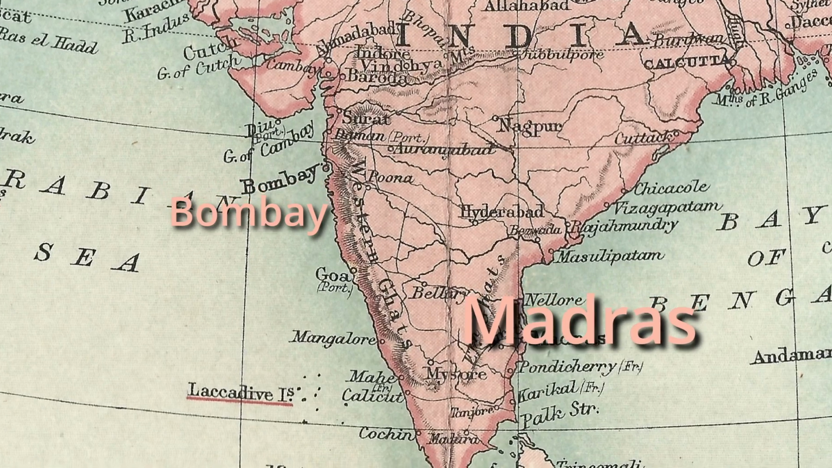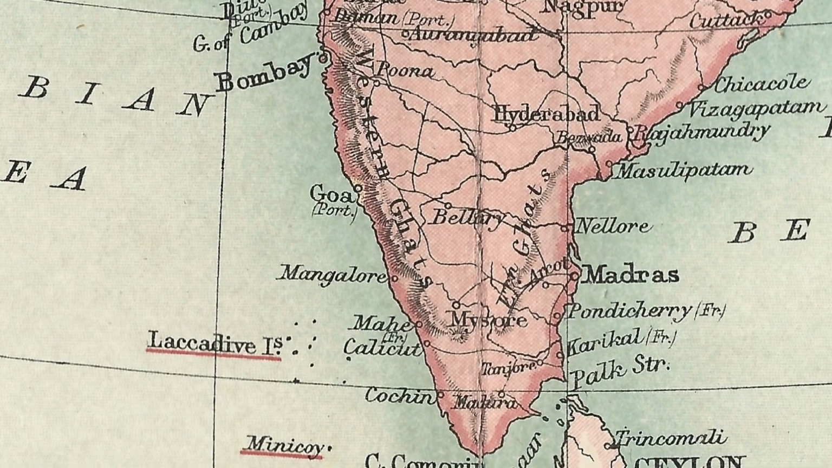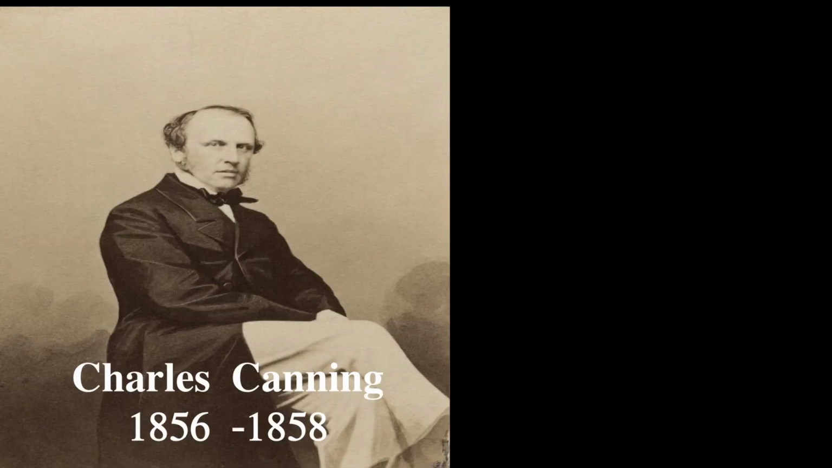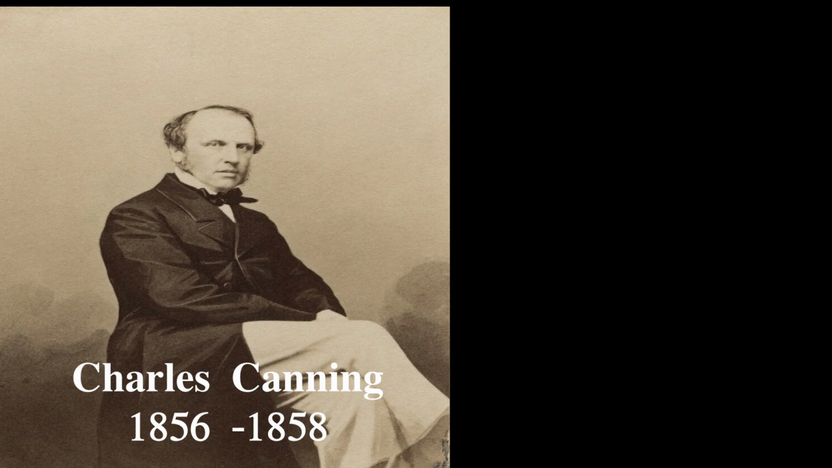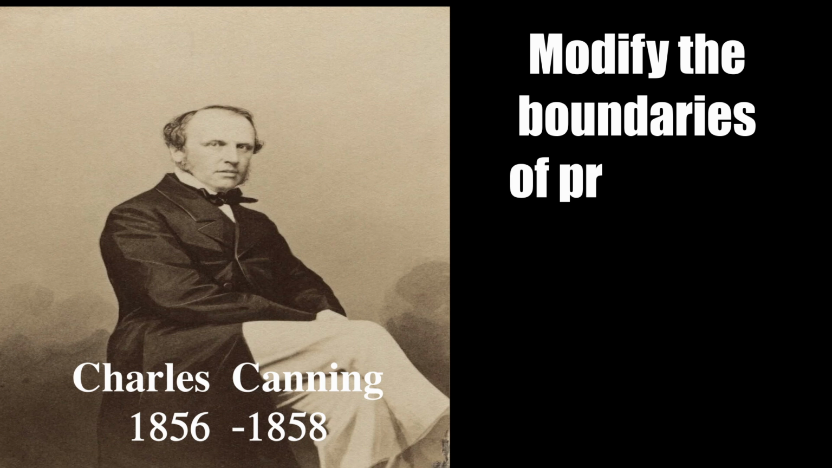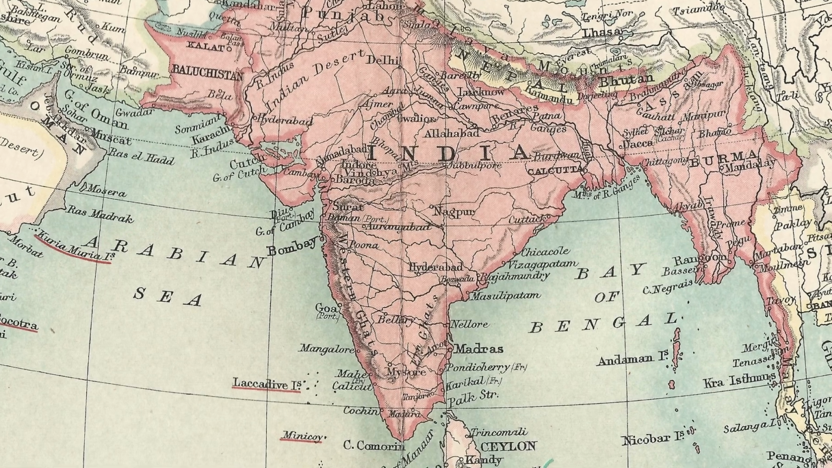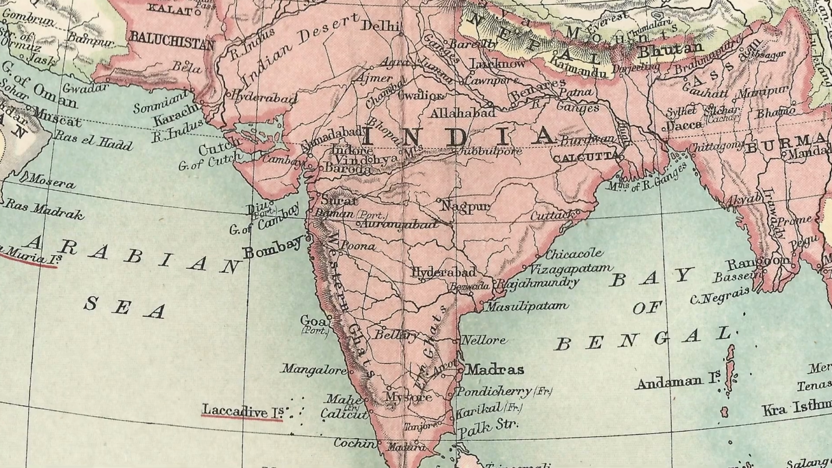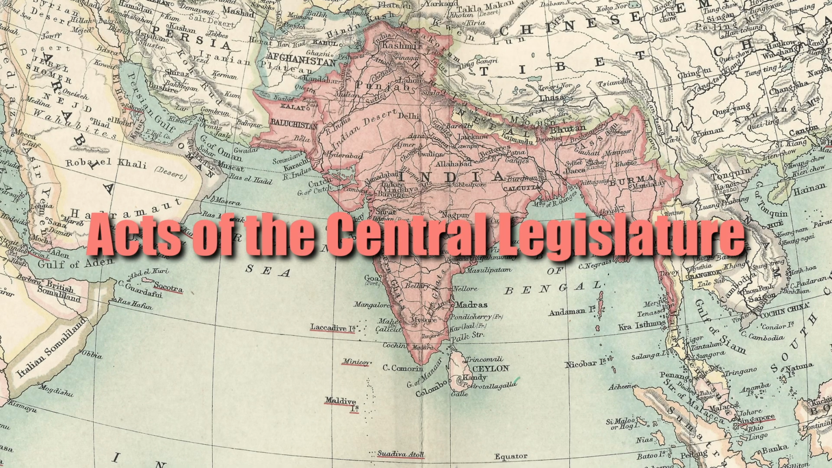The provincial legislative councils were empowered to make laws for their respective provinces, subject to the Governor-General's assent. The Governor-General had the authority to veto bills and issue ordinances. He could also modify the boundaries of provinces, presidencies, and territories. However, the provincial legislatures couldn't pass any laws that contradicted the acts of the central legislature.